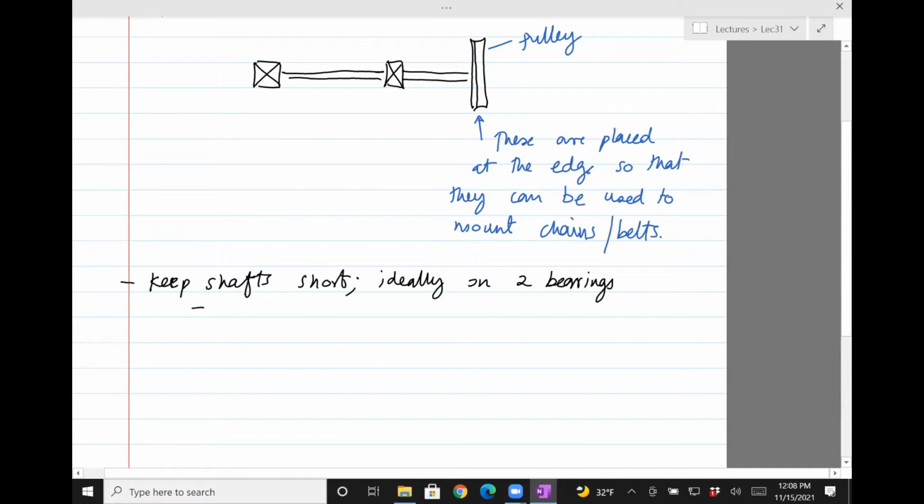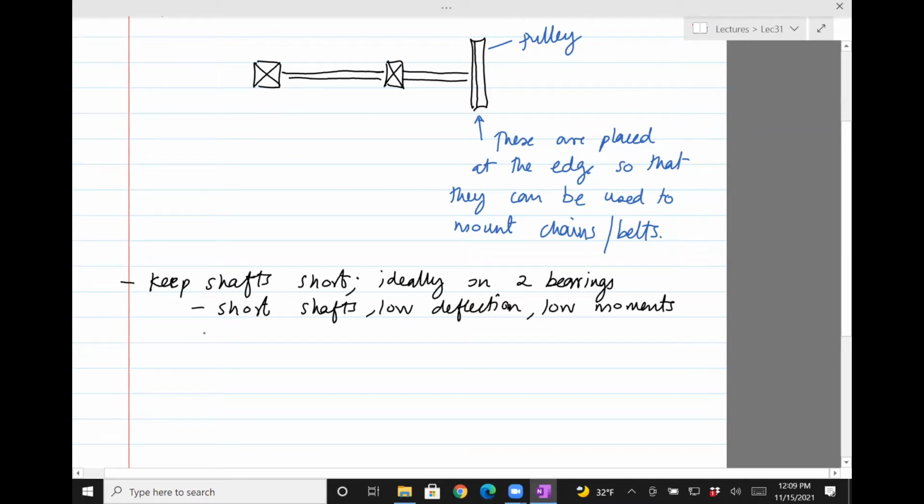Okay, why short? Short implies short shafts, low deflections, low moments, and low moments with low stresses.